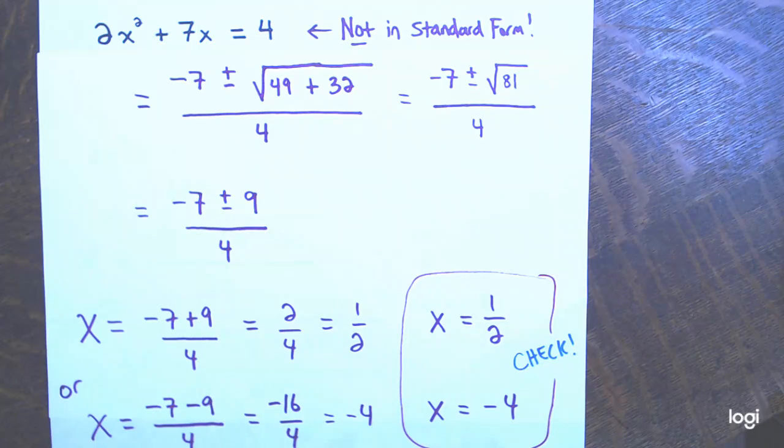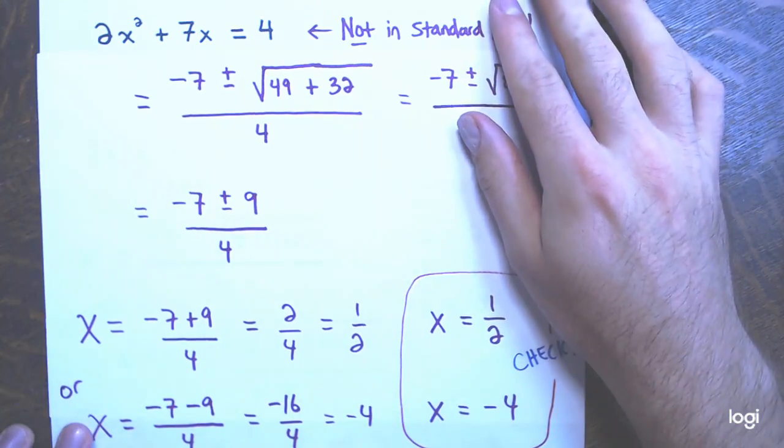So again, the same steps were followed. Put it in standard form. I identified the A, B, and C. I put those into the quadratic formula and simplified, and then of course, checked the solutions. Wonderful.